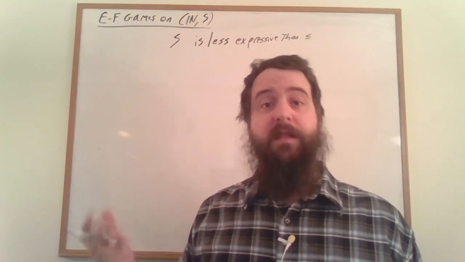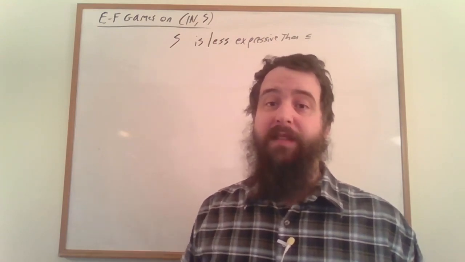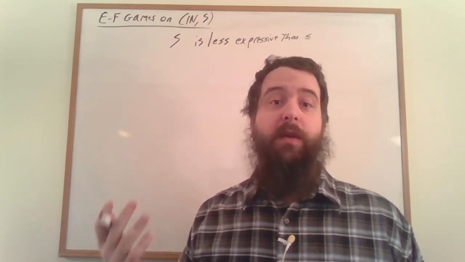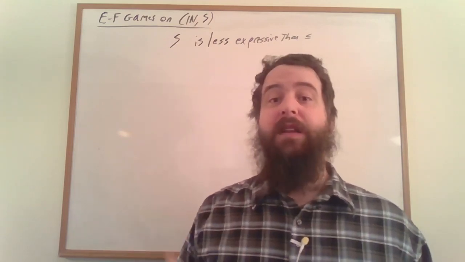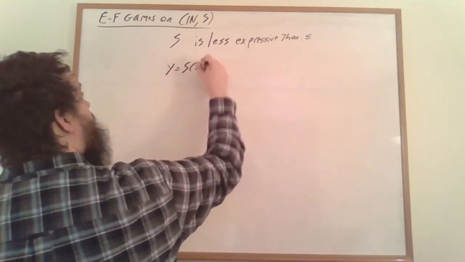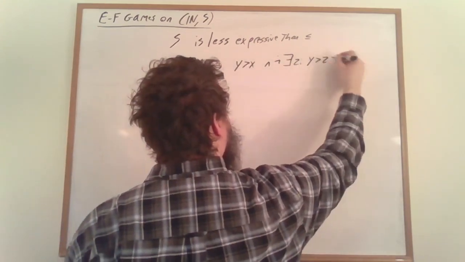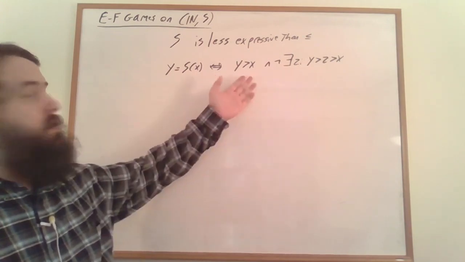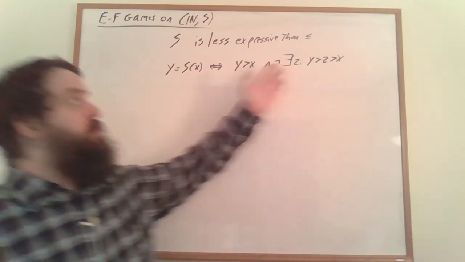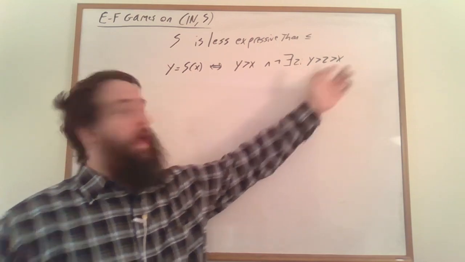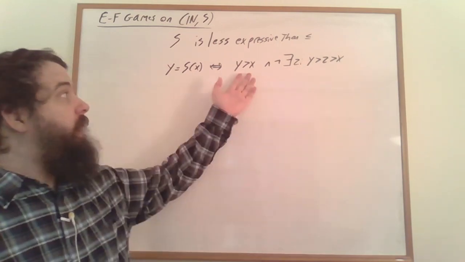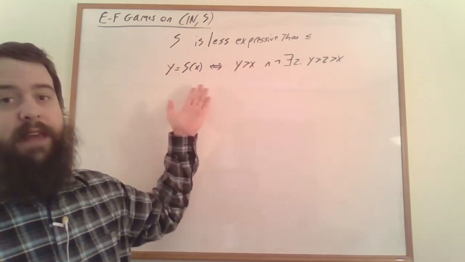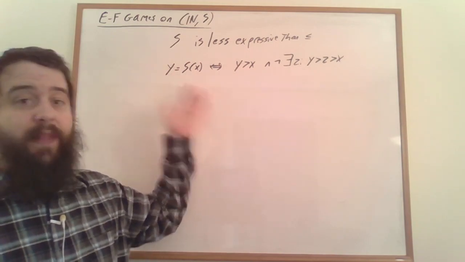First of all, a successor operation is less expressive than an ordering. If we have the ability to talk about orderings, we necessarily have the ability to talk about successors. If we want to express that y is the successor of x, all we need to do is say that y is greater than x and there's no element between y and x. So if we're working in a language that has the ability to talk about ordering, then we automatically get the ability to talk about successors when they exist.